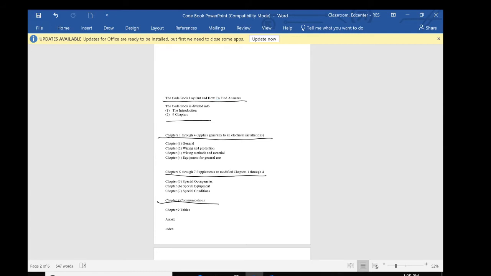Chapter 9, all the tables. And then the Annex. The Annex has many things in it. It also has a breakdown that shows different types of calculations out of the code book, and they're laid out, not really in a great way, but they're all in there. And the Annex also has Annex C, which is a table, and it has all the different types of conduit, say EMT, rigid conduit, flexible conduit, PVC conduit, and it's made up.